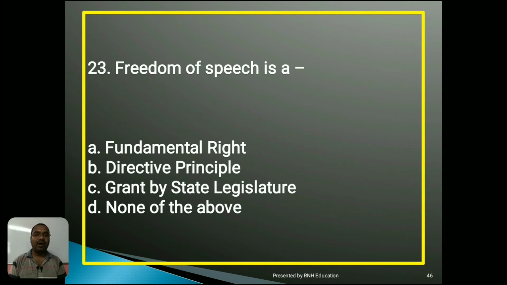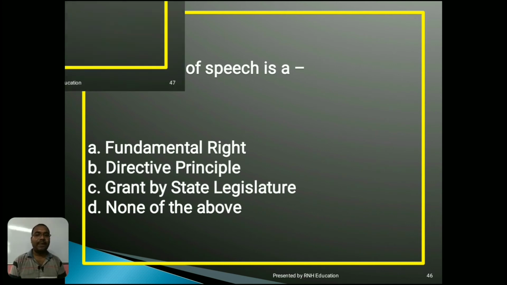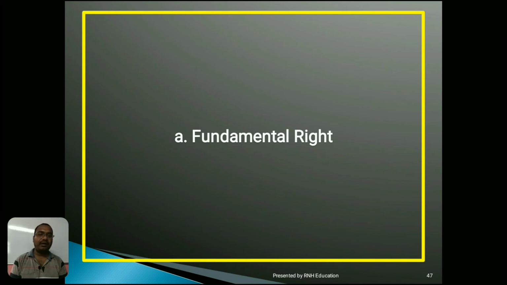Freedom of speech is a. Options are A, fundamental right, B, directive principle, option C, granted by state legislature, and option D, none of the above. Now check the answer. The answer is option A, that is fundamental right.